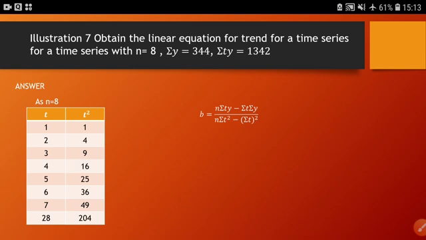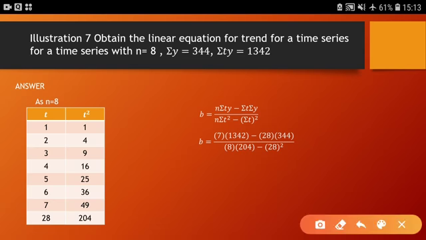Now let us come to the formula. b is equal to n sigma ty minus sigma t sigma y upon n sigma t square minus sigma t whole square. I hope you all are writing with me. Write the first question, then write these two columns t and t square, and then write this formula of b. Then you have to put the values in the formula. So how will you put the values? n is 7. Actually there is a mistake in the question.